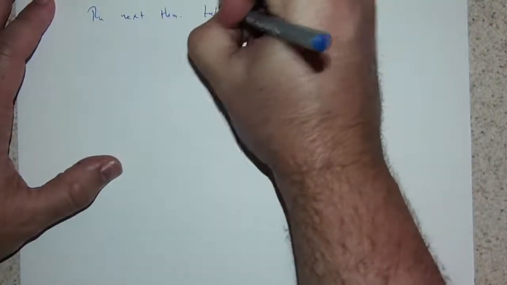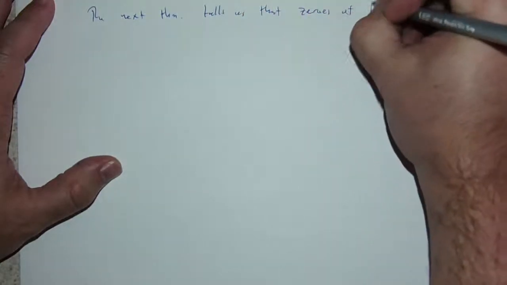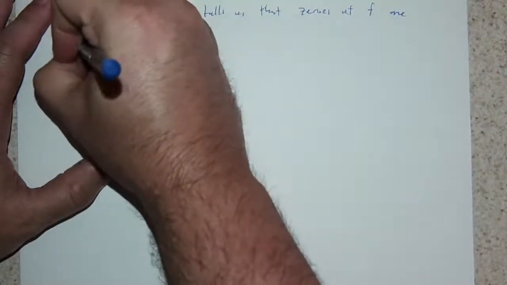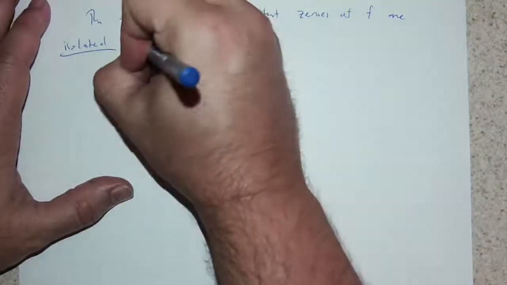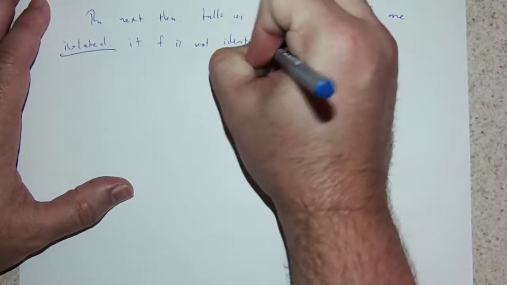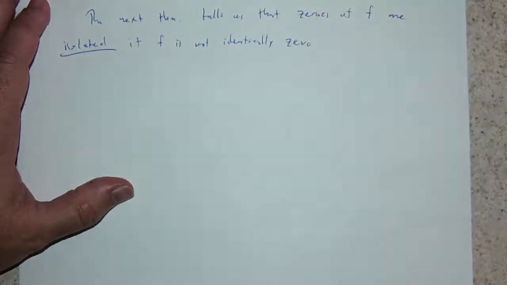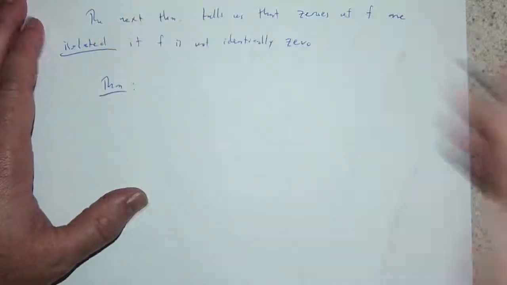Okay, so the next theorem tells us that zeros of f are isolated, in a similar way to how we talk about isolated poles or isolated singular points. These are isolated if f is not identically 0. So if f is not just the constant 0 function, these things are actually isolated. And so here's the theorem that says this.